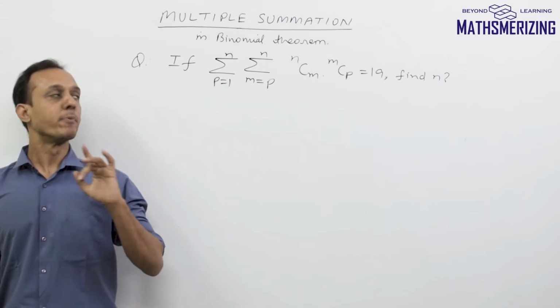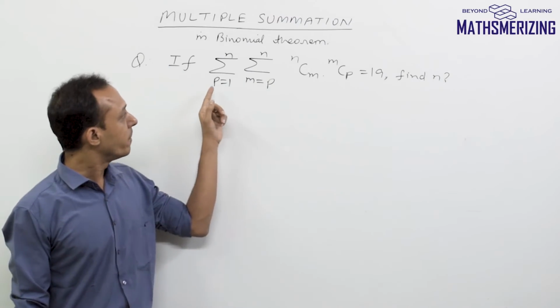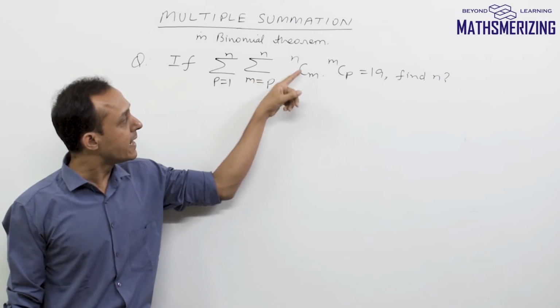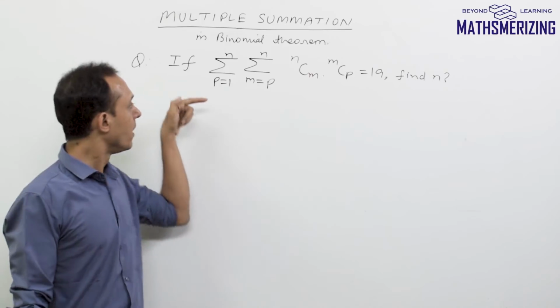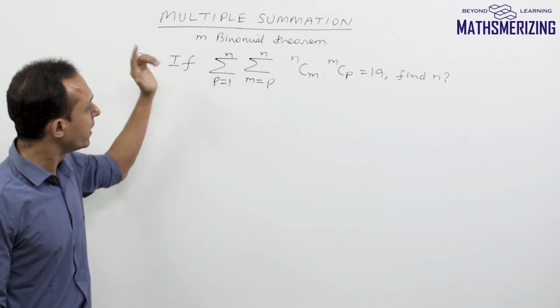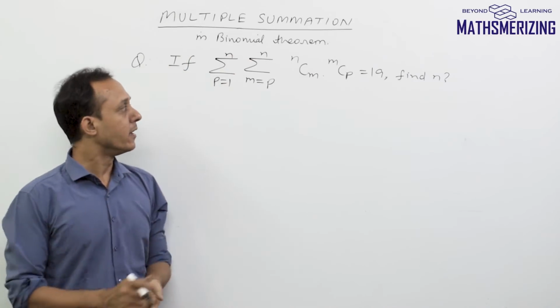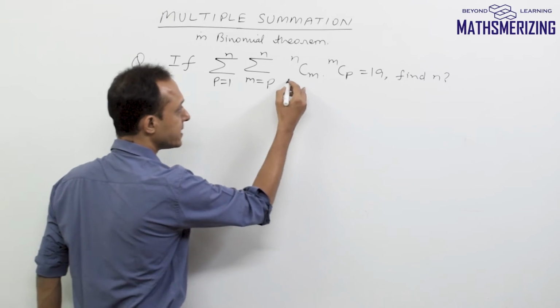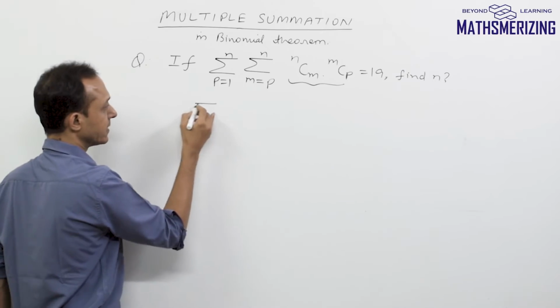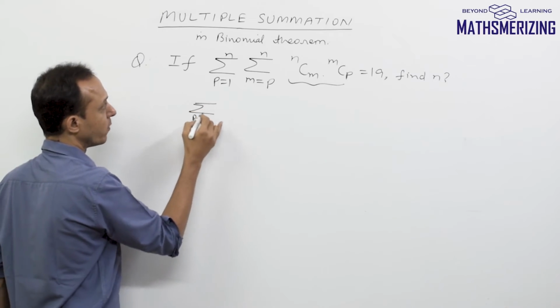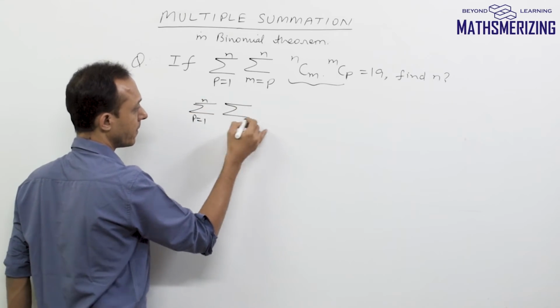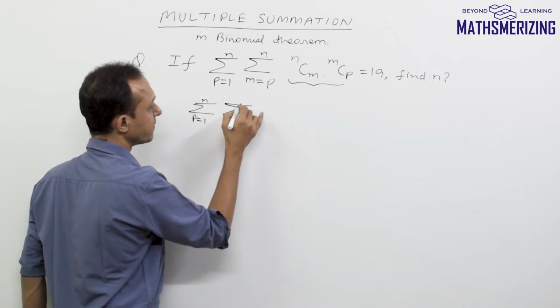We get another interesting type of problem in binomial theorem, of the form where we have a summation defined as nCm and mCp, where p varies from 1 to n and m varies from p to n. So what we'll do is we'll first try and simplify this term. So I'll write it as summation p varies from 1 to n and m varies from p to n.